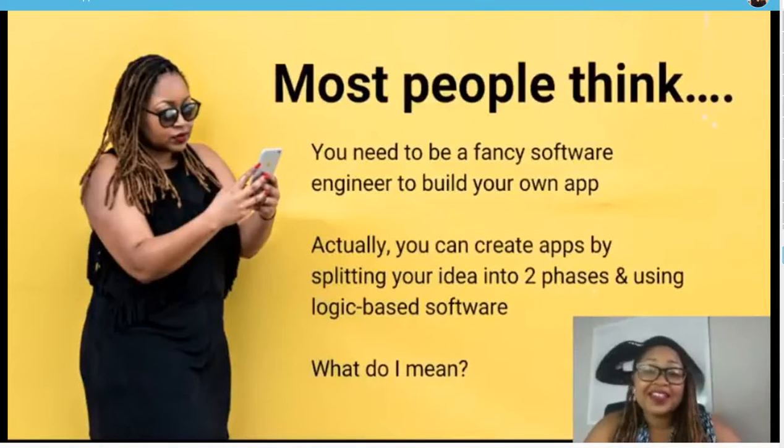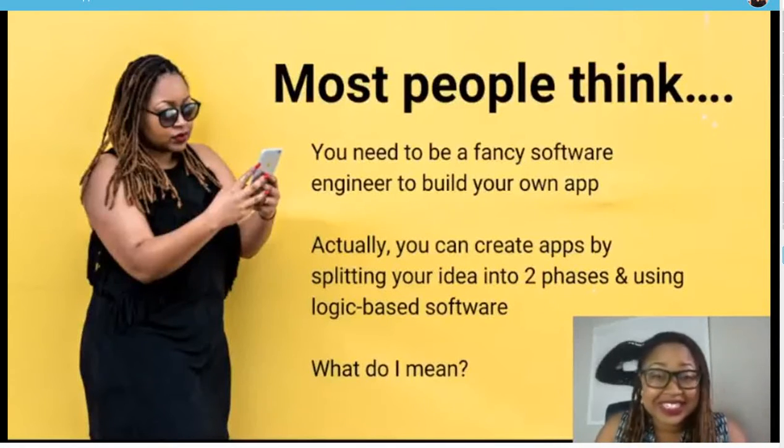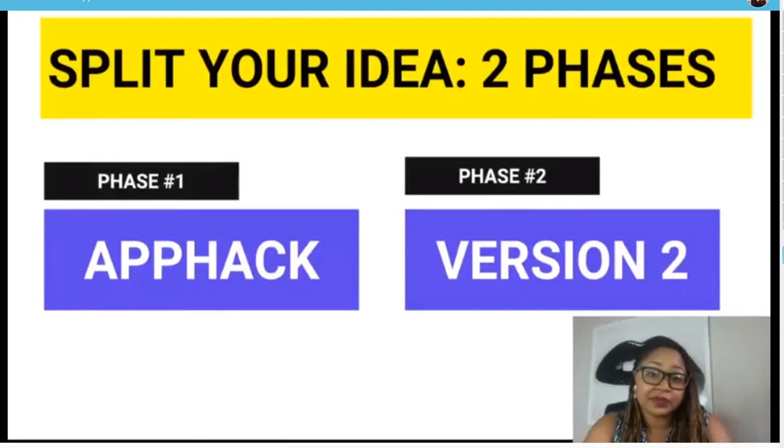Let's jump directly into secret number one, how to build the first version of your app. Most people think that you need to be a fancy software engineer to build your own app. But actually, you can create apps by first splitting your idea into two phases and then using logic-based software to create your app. And you're probably like, what the heck are you talking about, Tara? What is logic-based software? What are these two phases that you need to split your app up into? Let me show you what I mean.